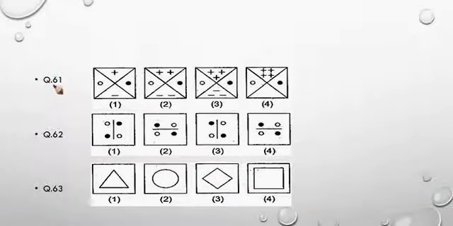Question number 61. There are 4 options given. In the first option there is one square which is divided into 4 equal parts with the help of 2 lines intersecting each other. In each of the parts there is one design given. In the first design there is a circle. In the second design there is a plus sign. In the third design there is a dark circle. In the fourth design there is one minus sign given.